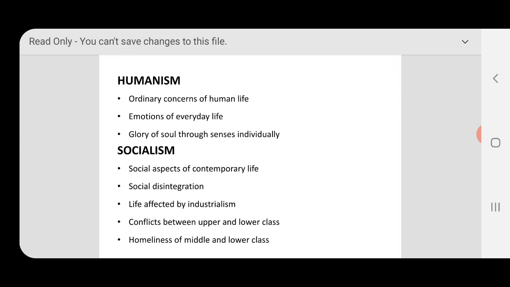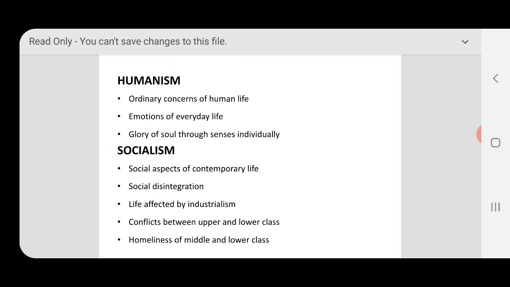Another important element of Victorian poetry is humanism. Humanism means there is a concern for ordinary human life in Victorian poetry, and they depicted the emotions of everyday life of common people.